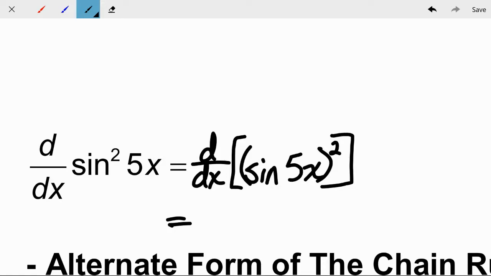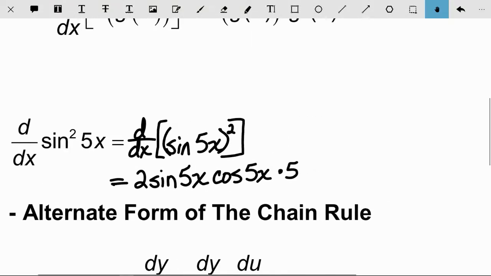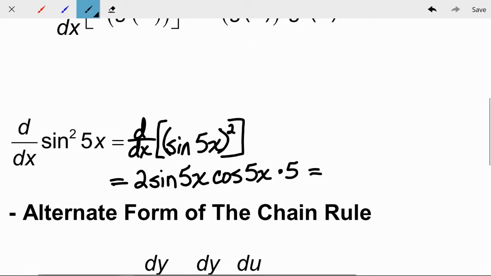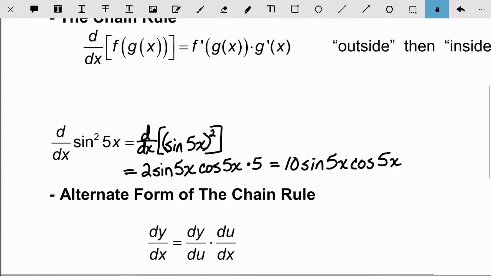So the derivative of the sine of 5x squared, I'm going to start with the exponent. So it's 2 sine 5x times the derivative of the sine, which would be cosine 5x, times the derivative of the 5x, so times 5. So in the end, what I'm going to end up with here is 10 times the sine of 5x times the cosine of 5x. And if you wanted to, you could use trig identities. You could simplify that down, but the main idea there is taking the derivative.